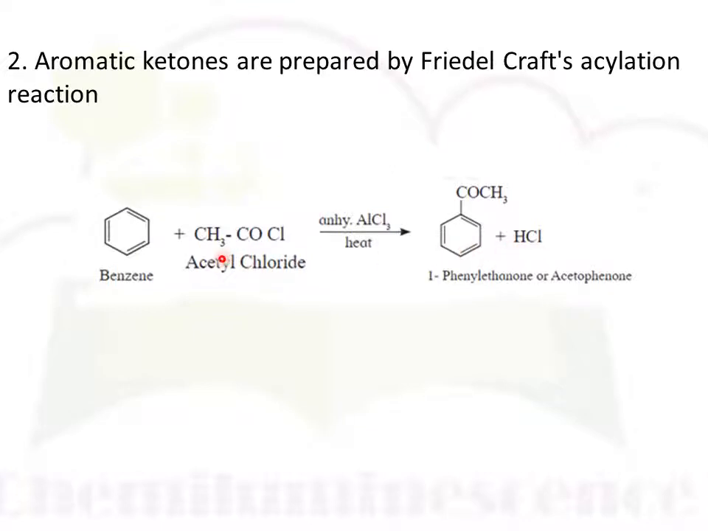What happened in this reaction? We know that each and every carbon of this benzene has one hydrogen. So hydrogen from one of the carbons gets replaced by the acyl group, that is the CH3CO group, and forms acetophenone, and that hydrogen gets combined with chloride and forms HCl as a side product. In this way, aromatic ketones are prepared by Friedel-Crafts acylation reaction.